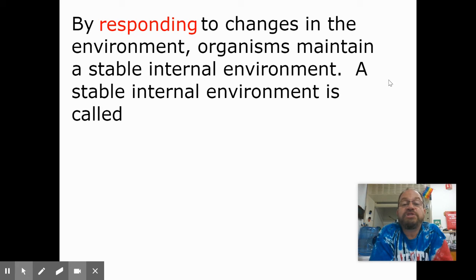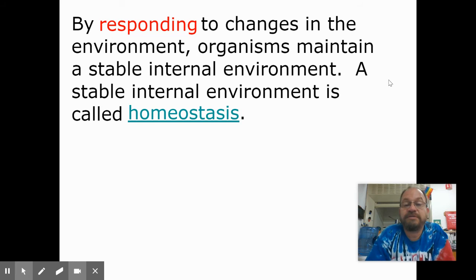By responding to changes in the environment, organisms maintain a stable internal environment. We like things to be pretty on an even keel. Organisms don't like a big change in their environment. They like to keep what's called homeostasis. And again, I'll link a little video for that so you can see what I'm talking about. But when there's a little change in the environment that we're not used to, the body responds and adjusts itself. It wants to stay kind of even.